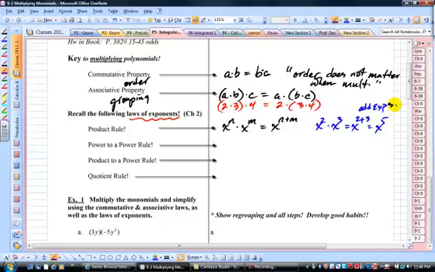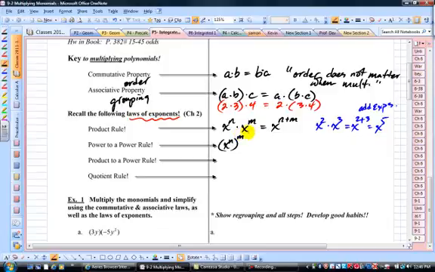Power to a power rule. Okay, power to a power rule looks like this. If you take x to the nth power and you give it a hug and you raise it to the m power, okay, you have x to the nth power raised to the m power. That's called power to a power.